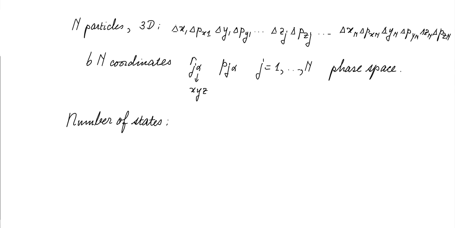The phase space is 6N dimensional, so if we take a volume in that space, we can denote it as V_6N. And if we want to count the number of states in that volume, we need to divide by the box size in 6N dimensions, and that's delta x times delta p to the power 3N.